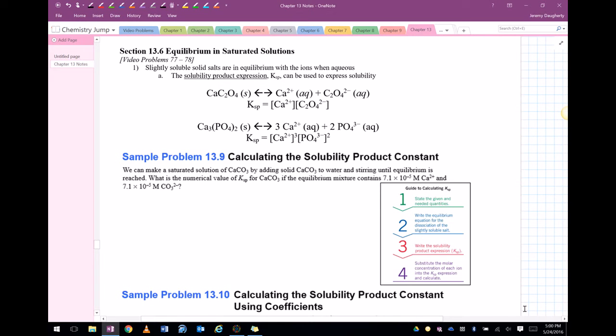Section 13.6, Equilibrium in Saturated Solutions. Check out video problems 77 and 78. They'll really help you out here. I'm just going to be talking about the concepts in this video.